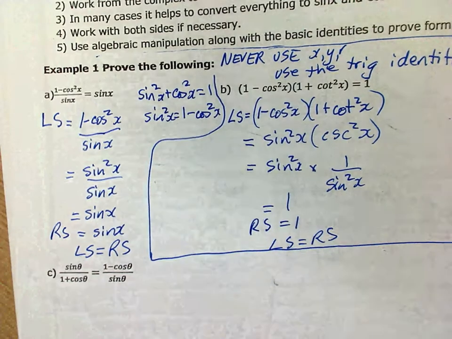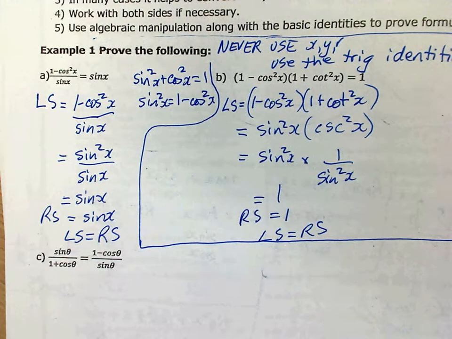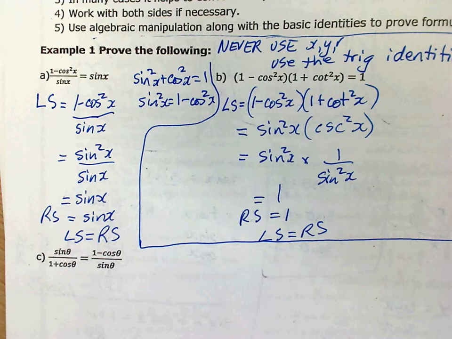So are we allowed to move things over the equal sign? No, you have to separate. You can't assume it's true. Separate left side from right side. Every time we're just trying to make sure that left side equals right side. That's what proving means. And proving is all we're doing for identities.